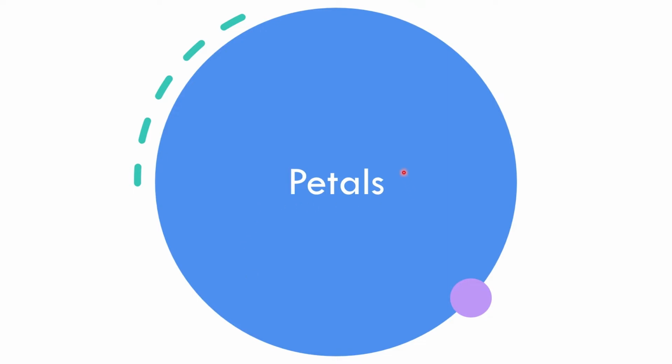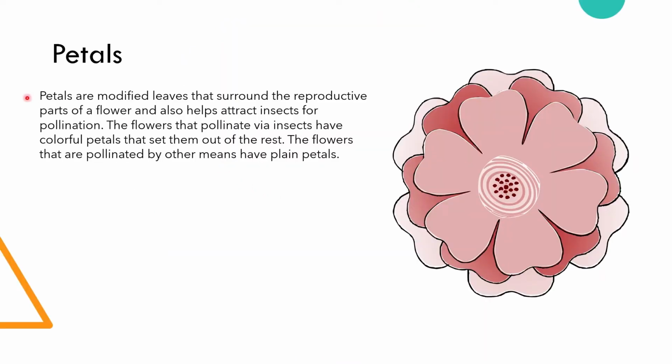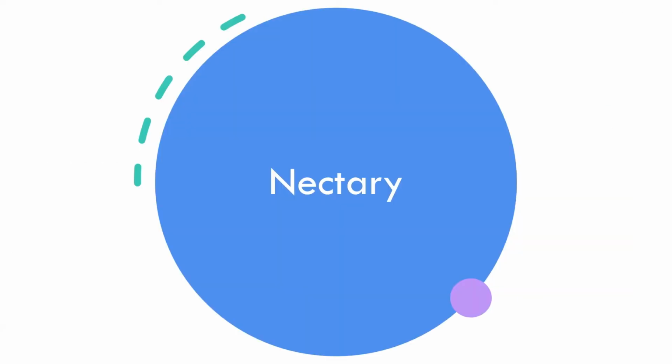So the petals. The petals are modified leaves. Kind of terrifying to say that. So anyway, petals are modified leaves that surround the reproductive parts of a flower and also help attract insects for pollination. The flowers that are pollinated by insects have colorful petals that set them apart from the rest. The flowers that are pollinated by other means have plain petals.